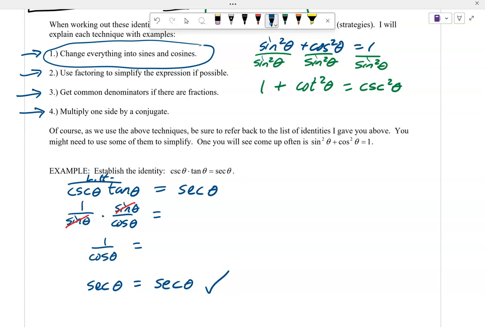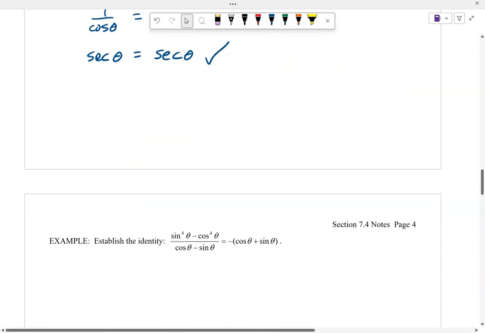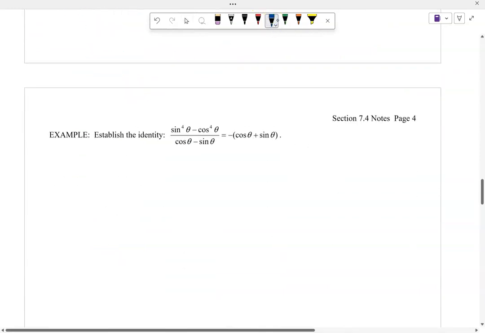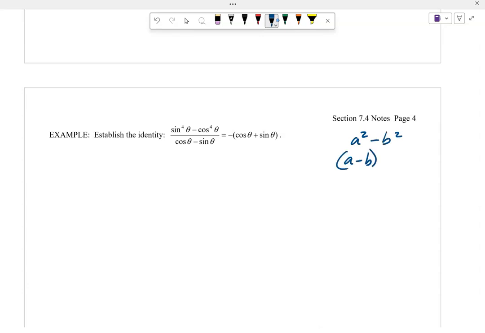Let's do another one where we actually use factoring, the second one, to simplify the expression. So let's do that for this next one. This top one is sine to the fourth minus cosine to the fourth. That's a difference of squares. You remember difference of squares? A squared minus b squared factors into a minus b, a plus b. Remember that? So if you have a to the fourth minus b to the fourth, it'd be a squared minus b squared, a squared plus b squared. Right? So that's what we have here on the top. I'm going to work with the left-hand side here and show that it's equal to the right-hand side.